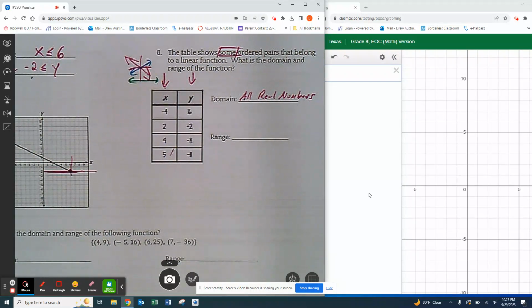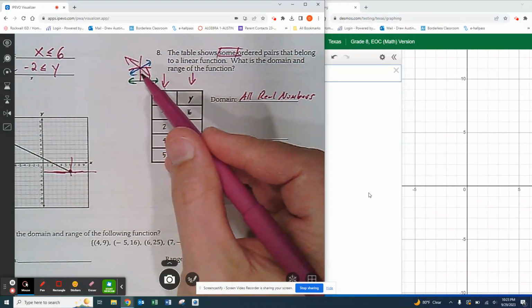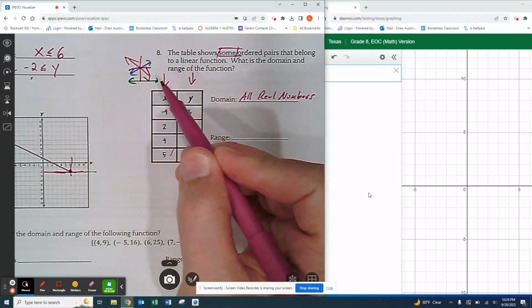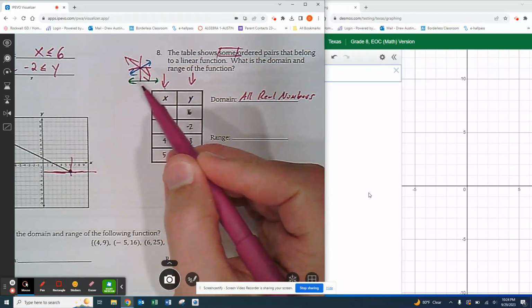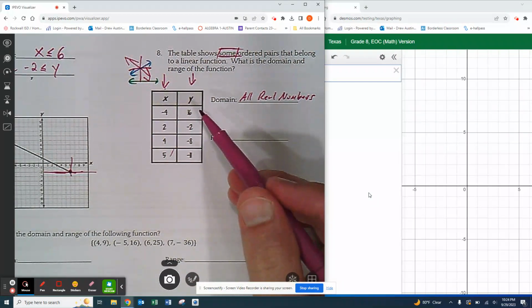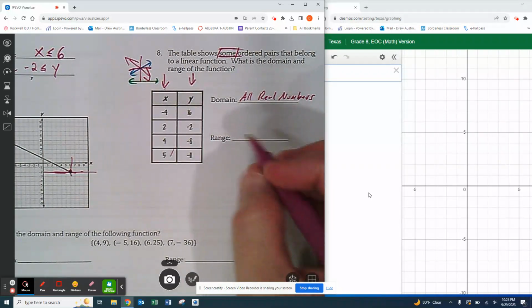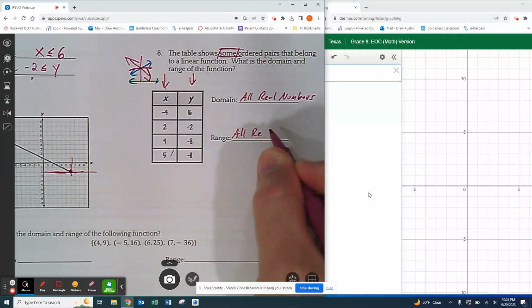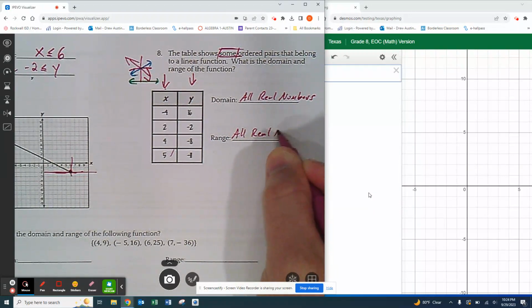My range, I don't want to jump quickly into saying all real numbers, because yes, if it matches my purple graph, yes. If it matches my blue graph, yes. But if it was my green graph, then my range would be that one singular value that repeats. So I need to look at my table and double check and make sure nothing's repeating. It doesn't look like it's repeating at all. So again, in this case, my range is going to be all real numbers. If it was repeating, then I would go ahead and just write down that number that's repeating.